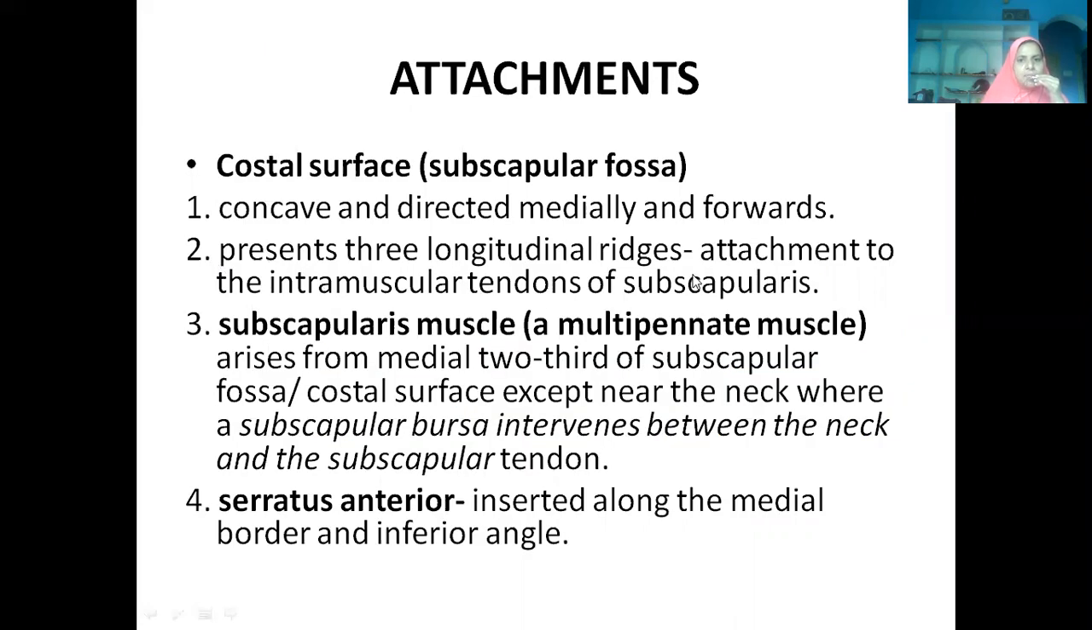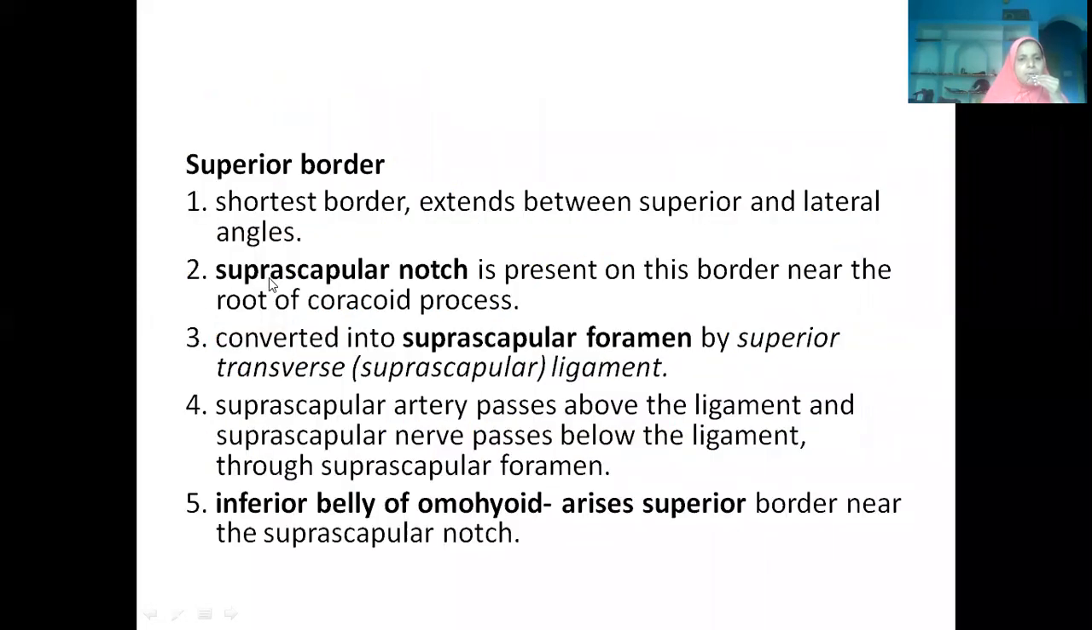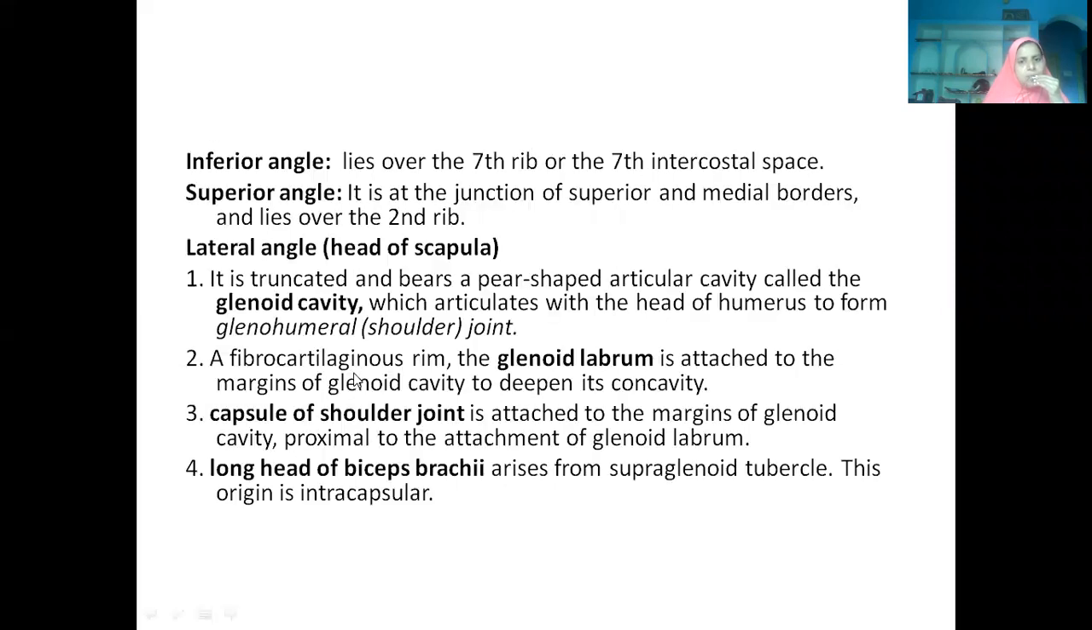So costal surface, concave. What was the muscle we have seen? Subscapularis. Okay, on the medial margin we have the insertion of serratus anterior. Dorsal surface, supraglenoid. All these muscles I have shown you, isn't it? Supraspinatus, infraspinatus, teres minor, teres major, latissimus dorsi, suprascapular notch, suprascapular foramen. I told you the artery passes above, the nerve passes below the ligament, isn't it? The inferior belly of omohyoid is arising from the superior border near the suprascapular notch. So everything has been discussed, but I'm just checking if any point is missed.